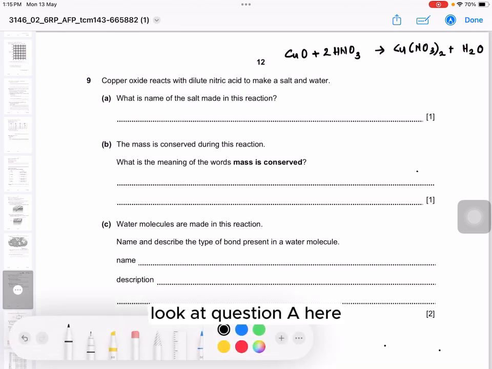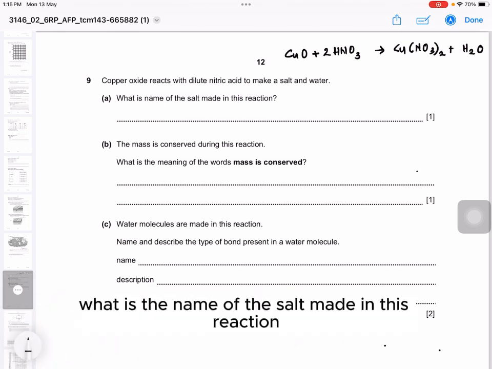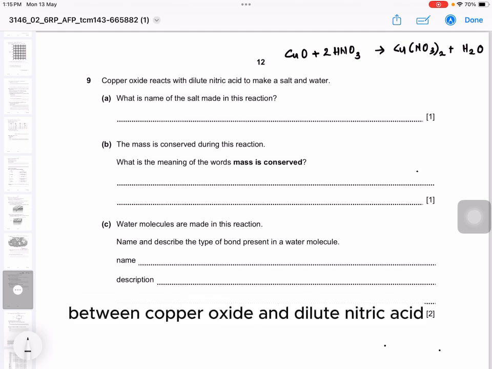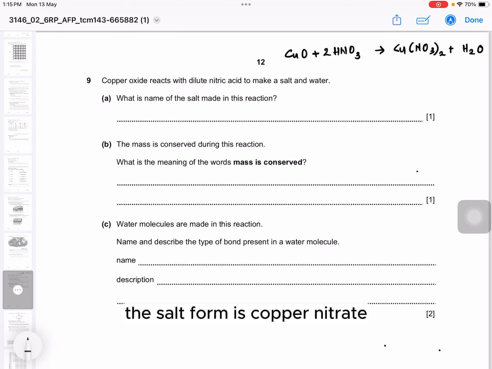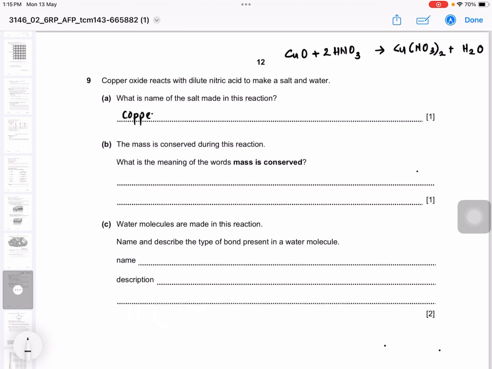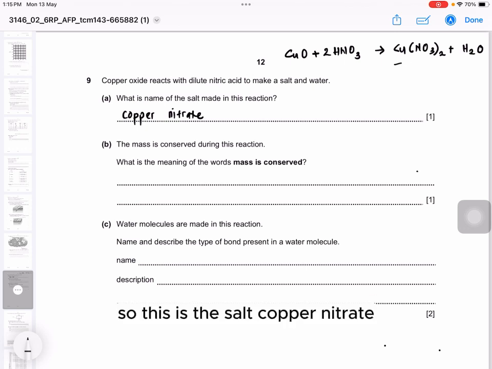Look at question A here. What is the name of the salt made in this reaction? In the reaction between copper oxide and dilute nitric acid, the salt formed is copper nitrate. So this is the salt, copper nitrate.